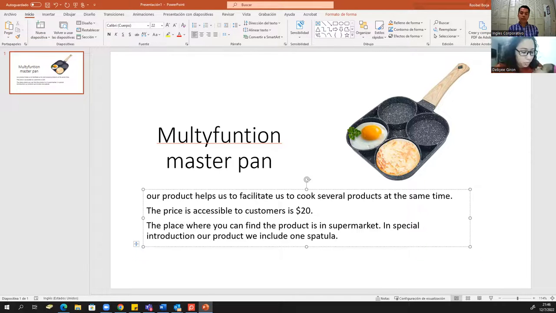Que dice, where will you sell your product? Pero ya pusimos el supermarket. Ajá, pero la posición dice acá, the position. Entonces aquí le vamos a agregar in supermarket. Yes, yes. You mentioned the position in the supermarket.